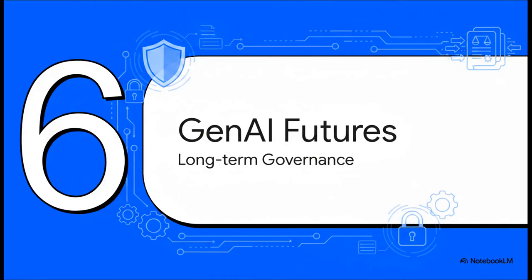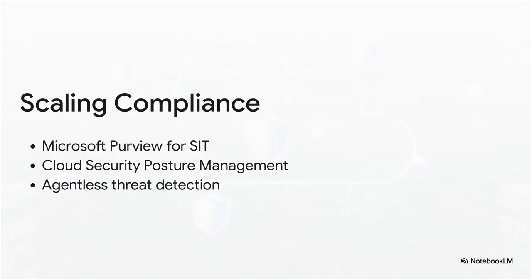Finally, let's hit Section 6, securing generative AI futures. We need to zoom out a bit and talk about long-term governance, scalability, and strict regulatory adherence. To really keep things scalable across diverse hybrid cloud environments, you'll want to integrate Microsoft Purview. That handles your data security, sensitive information type classification, and e-discovery. Then you pair that with cloud security posture management. Together, they create this autonomous, agentless net that just sits there, constantly catching misconfigurations and detecting threats across your workloads.